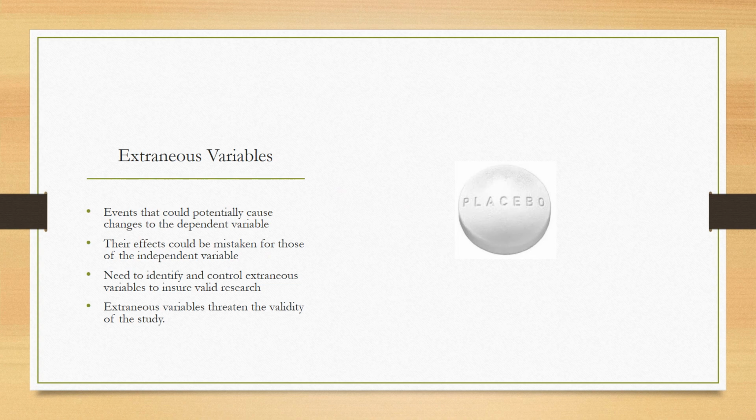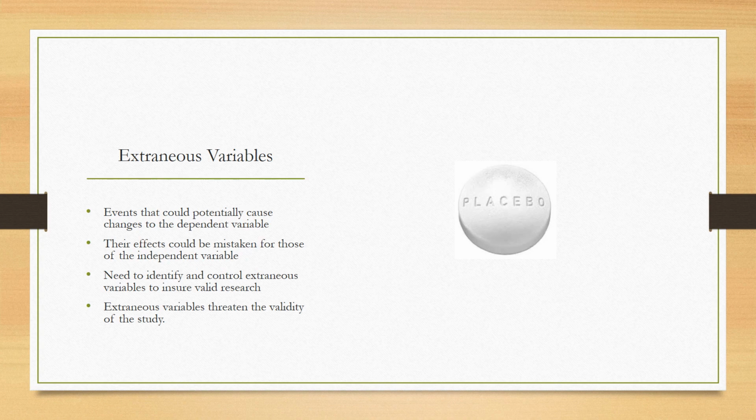Extraneous variables are events that could potentially cause changes to the dependent variable. Their effects could be mistaken for those of the independent variable. We need to identify and control extraneous variables to ensure valid research. Extraneous variables threaten the validity of the study.